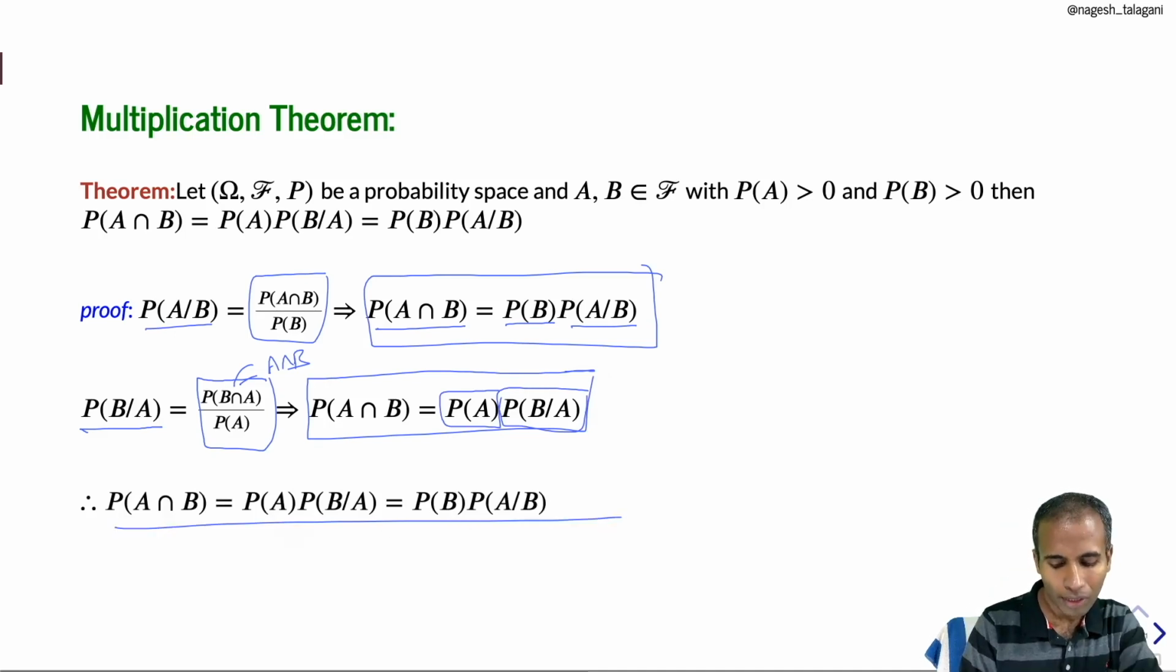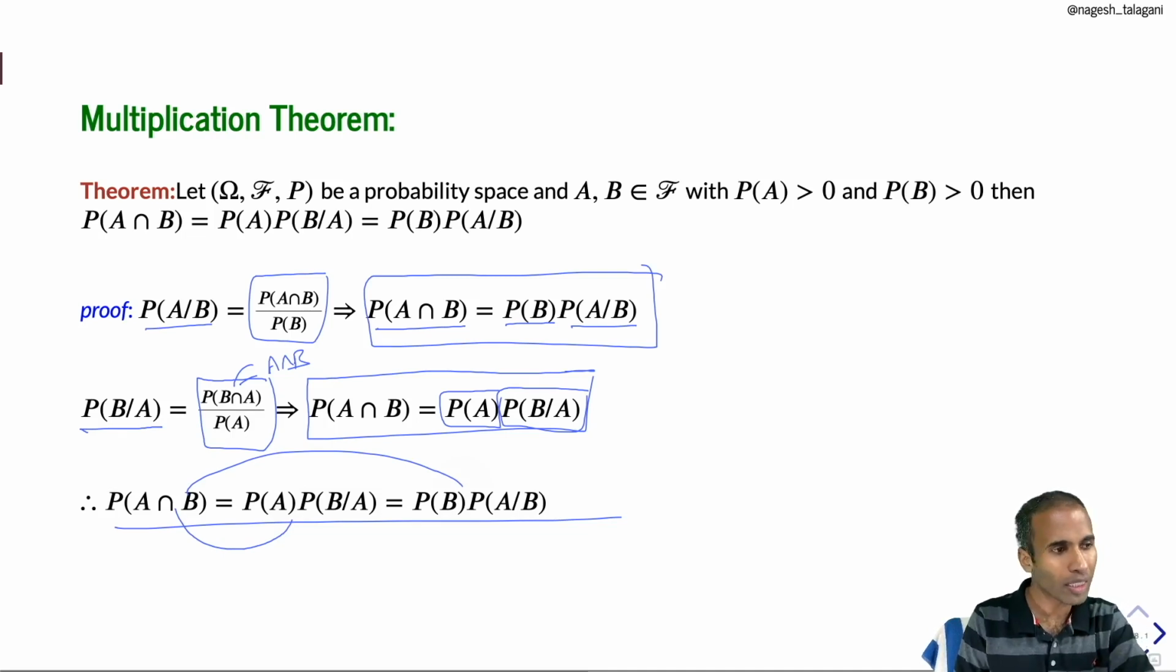Here, probability of A intersection B, maybe you can write like this: probability of A times probability of B given A, by conditioning on A, or you can also write like this: probability of B times probability of A given B, by conditioning on B. Okay, you can use whichever you like.